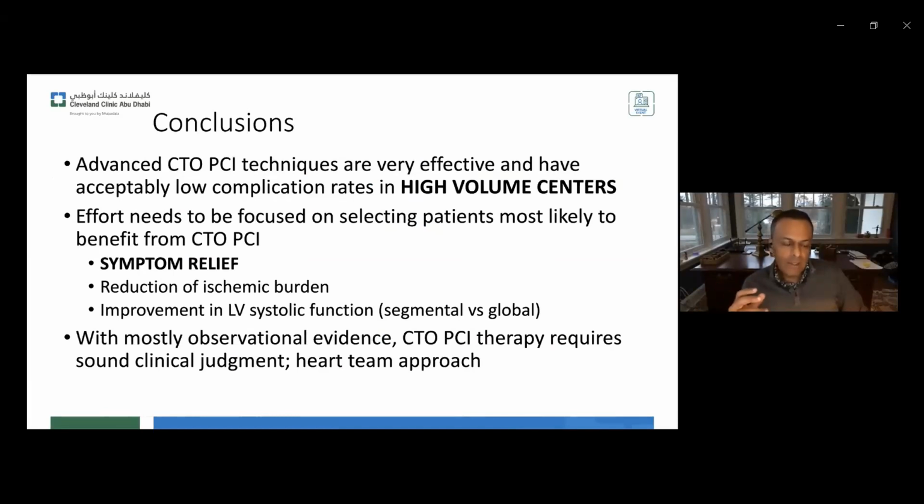With all of these limited data, I would say that the biggest thing is that when patients are referred, we need to have a team-based approach to determine who is most likely to benefit. This requires some sound clinical judgment and some honest conversation with the patient before moving on with treatment.